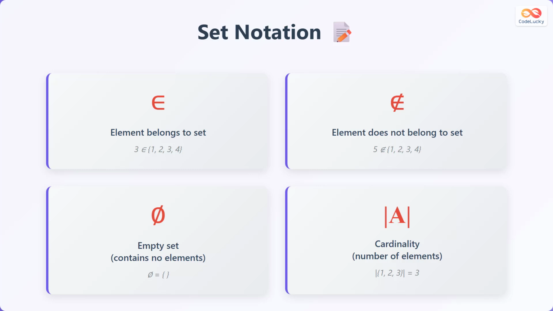The empty set symbol represents a set that contains no elements and is denoted by open and close curly braces. The notation |A|, the absolute value of A, represents the cardinality of a set, which is the number of elements in the set. For example, the cardinality of the set containing 1, 2, and 3 is 3.